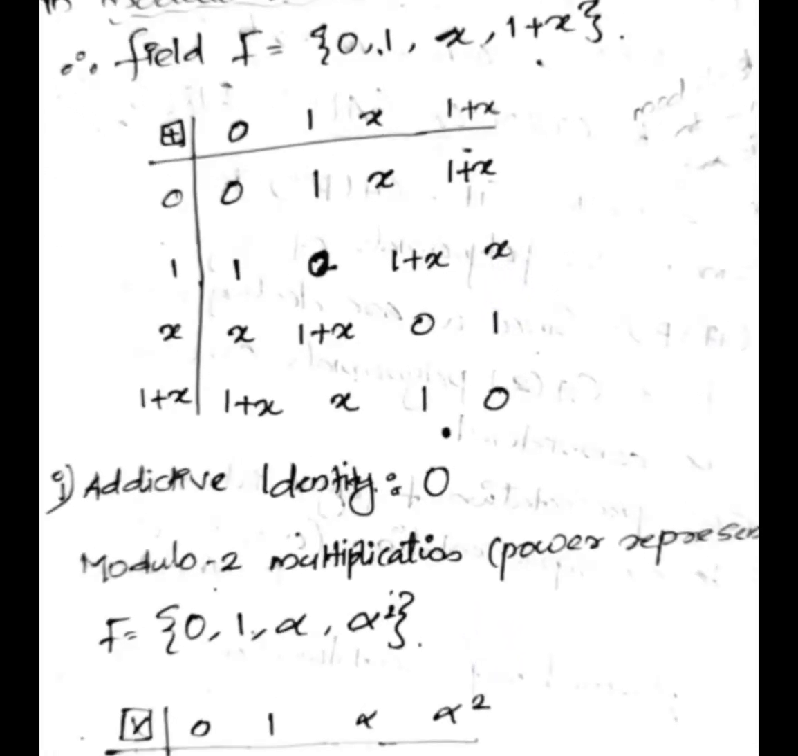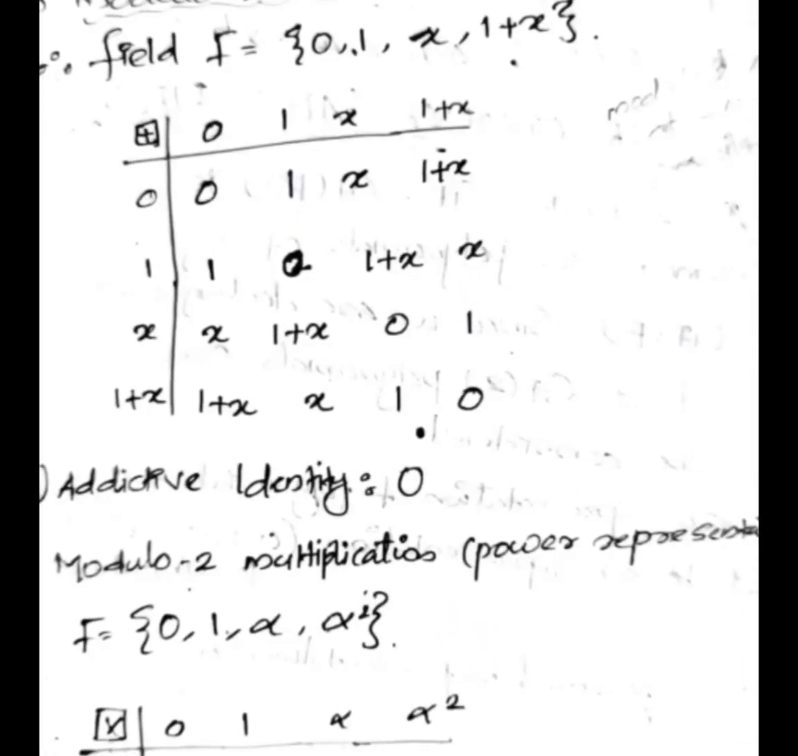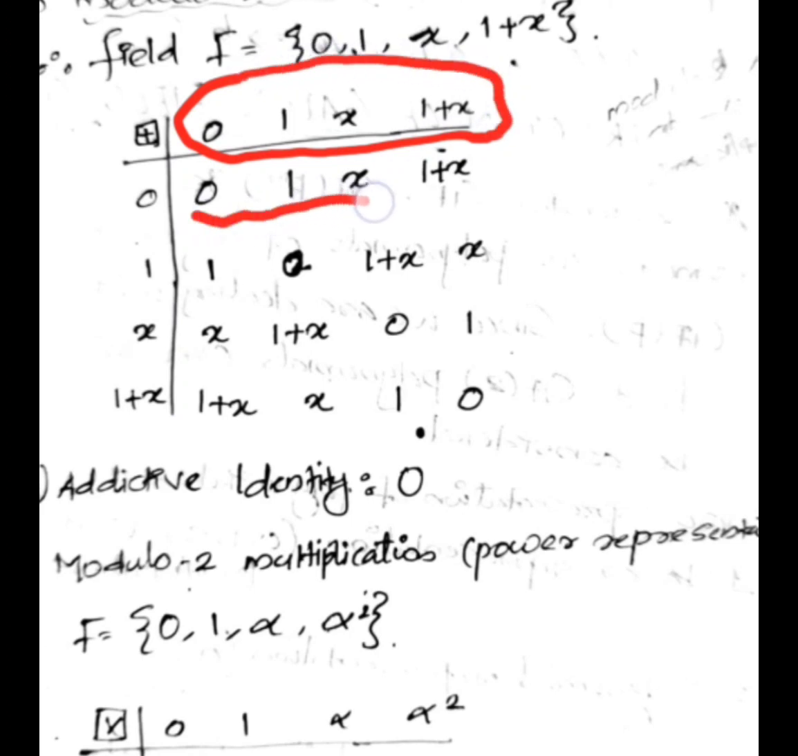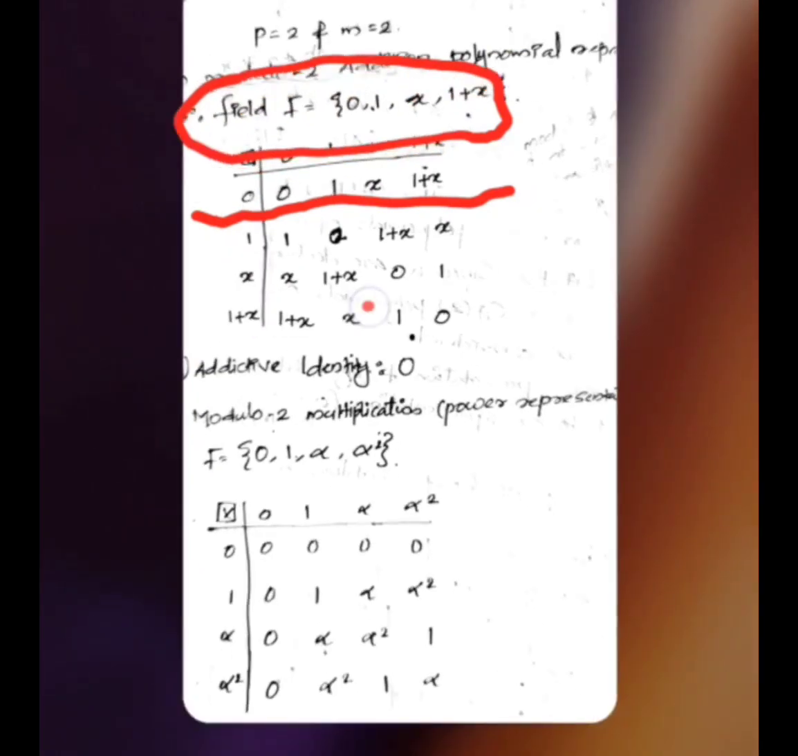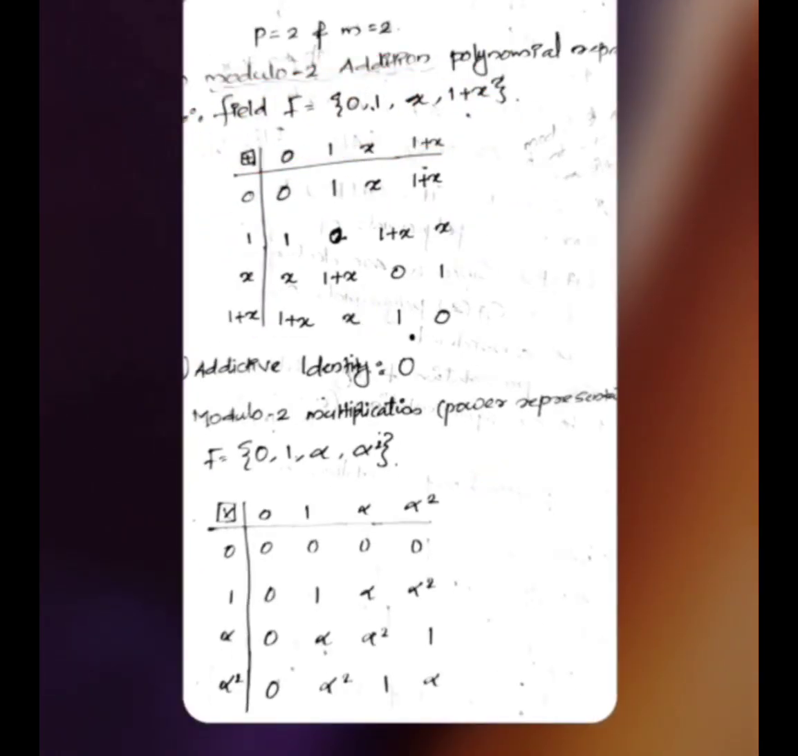Here additive identity, that is, this is the input term, and the same output comes here: 0, 1, x, 1 plus x. So the additive identity is 0.